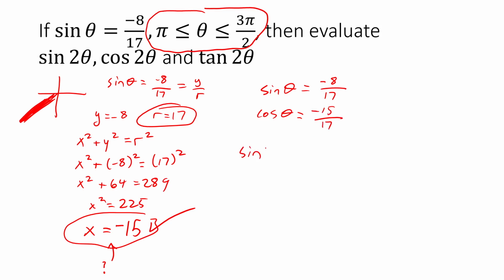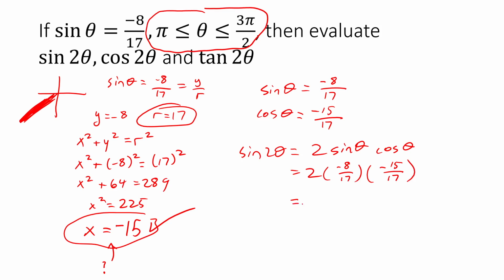Now, the sine of 2 theta is going to be equal to 2 sine theta cos theta. Well, that's equal to 2 times negative 8 over 17 times negative 15 over 17. Well, 2 times negative 8 times negative 15 is equal to positive 240. 17 times 17 in the denominator is 289. So sine 2 theta is equal to 240 over 289.